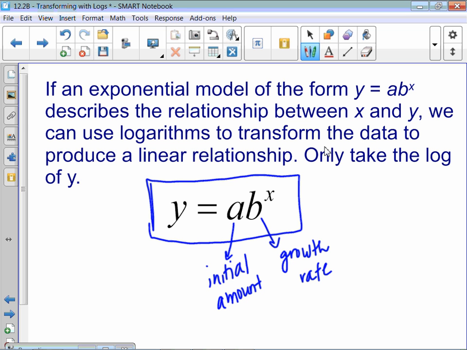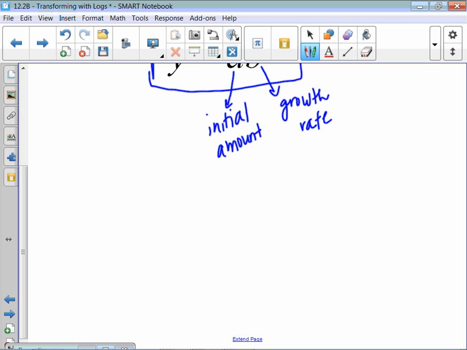So for this one, if we have an exponential model, it describes the relationship between x and y. We can use logs to transform the data to produce a linear relationship. The only thing is, we only take the log of the output. In the power model, we took the log of the input and the output. So watch what happens when we log both sides. I'm going to take a log of this side and a log of a b to the x.